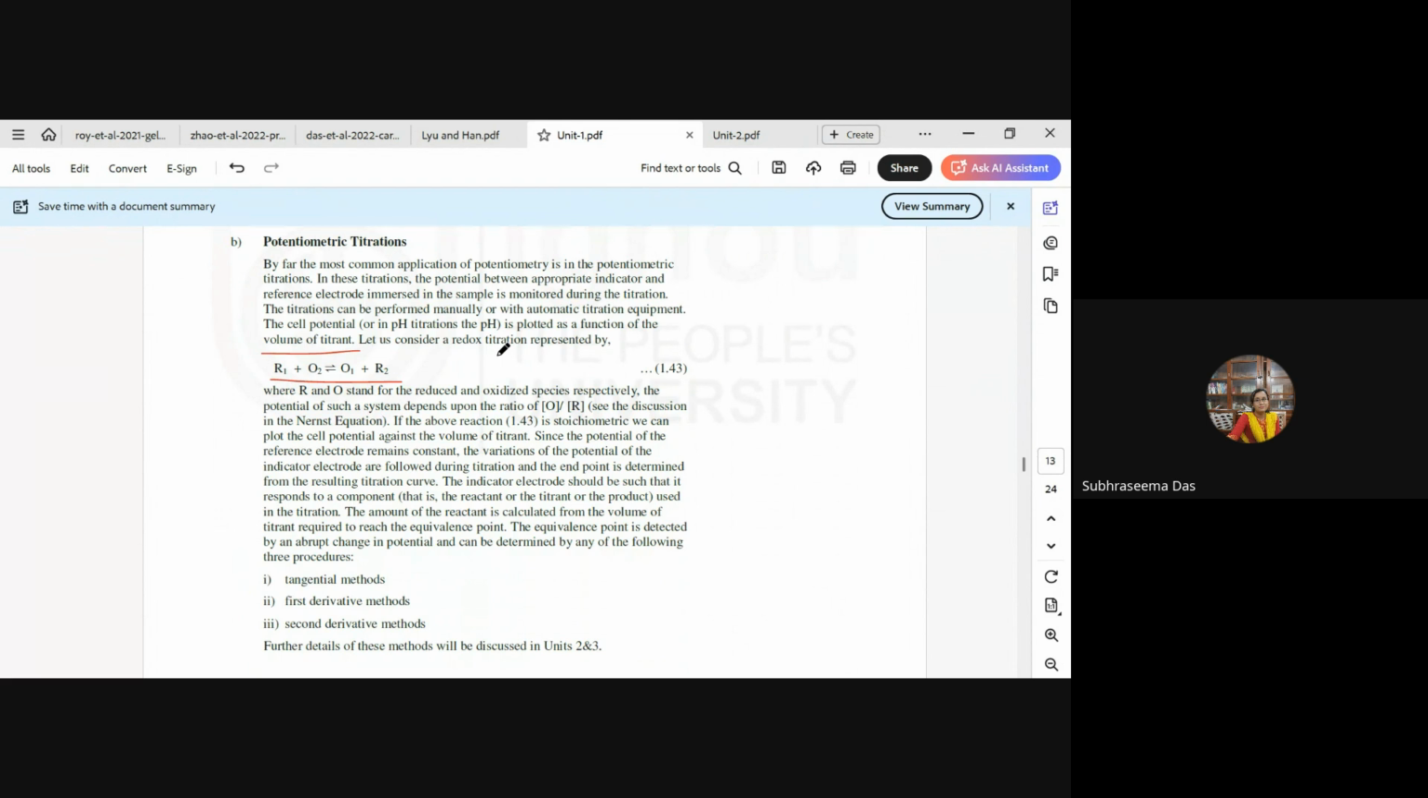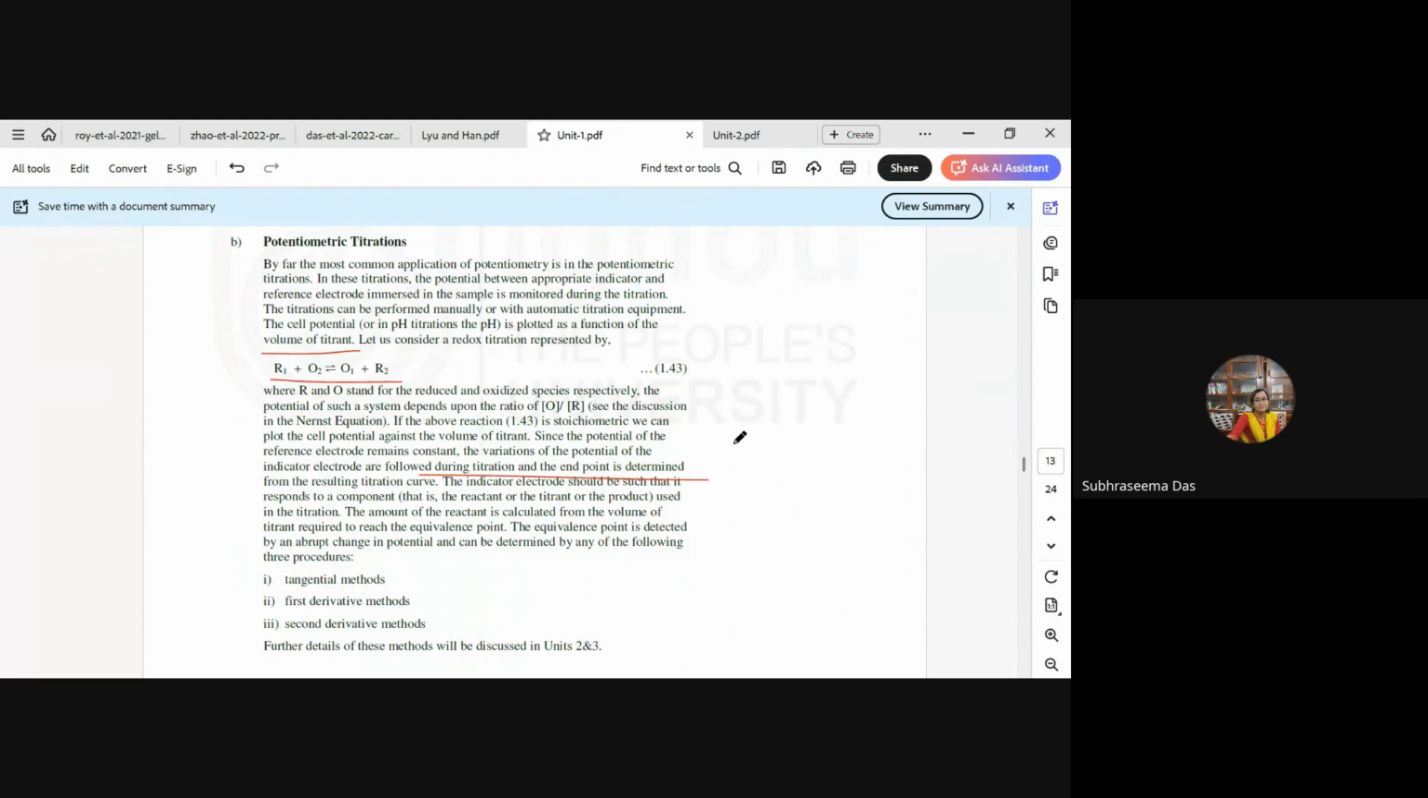If this reaction is stoichiometric, then we can plot the cell potential against the volume of the titrant consumed. Since the potential of the reference electrode remains constant, the variations of the potential of the indicator electrode are followed during the titration, and the endpoint is determined from the resulting titration curve.